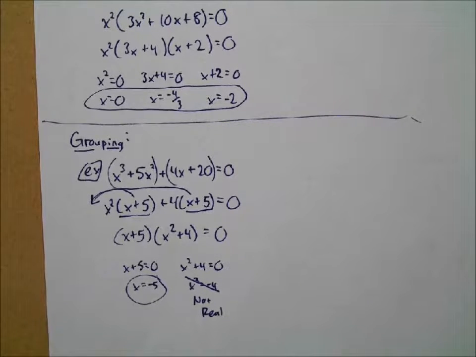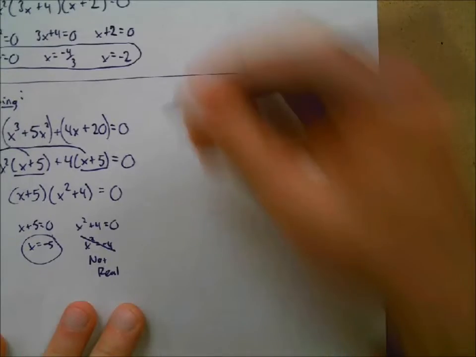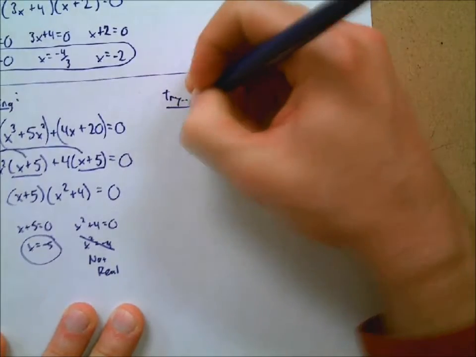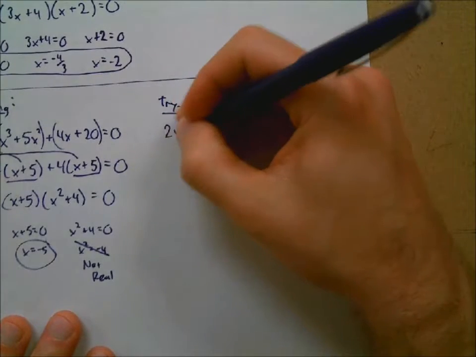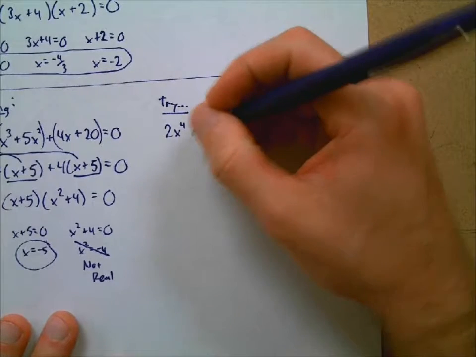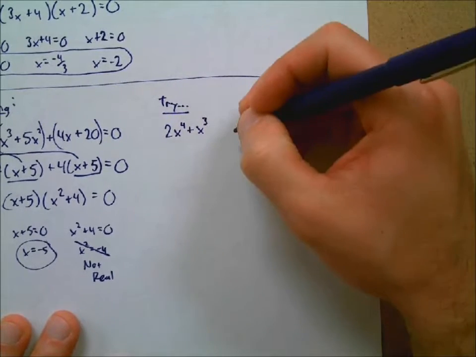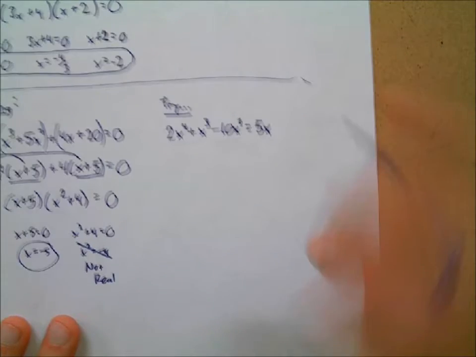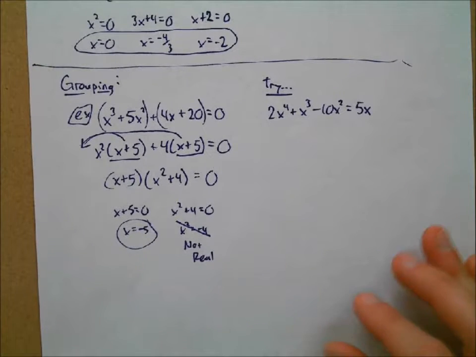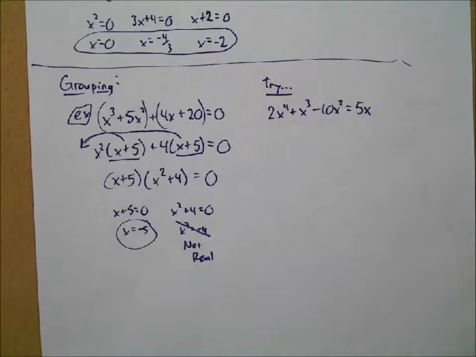All right, let me give you one to try. I'll just put it over here on the side. You guys try this one. 2x to the 4th plus x cubed minus 10x squared equals 5x. Okay, so give that one a try. See what you can come up with there.